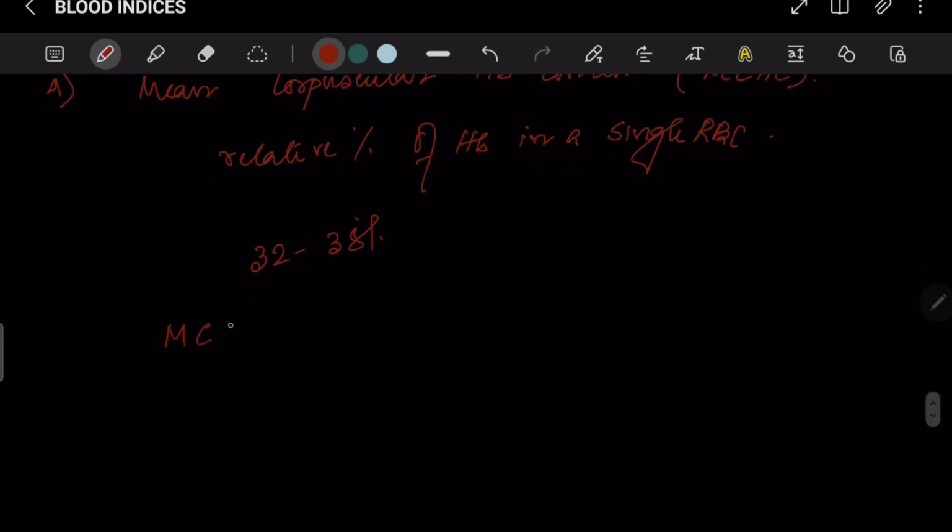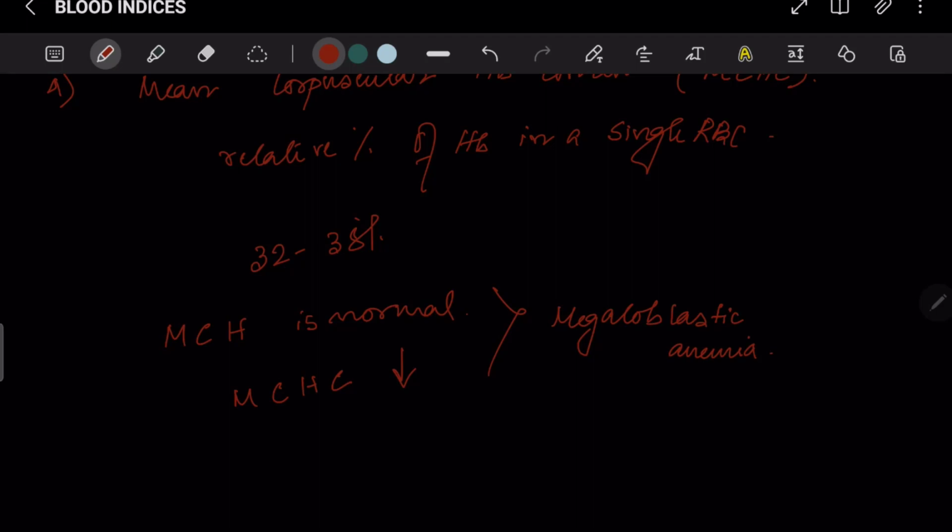Mean corpuscular hemoglobin is normal in case of megaloblastic anemia, but MCHC is reduced. This occurs in case of megaloblastic anemia. Look, in case of megaloblastic anemia, what happens is the cell size increases, but the hemoglobin amount remains the same.